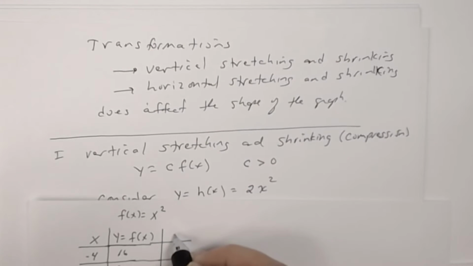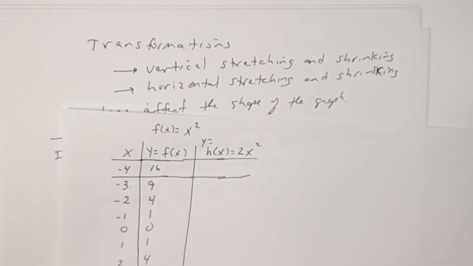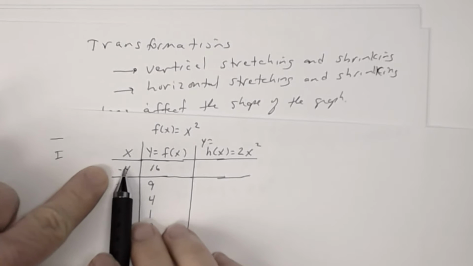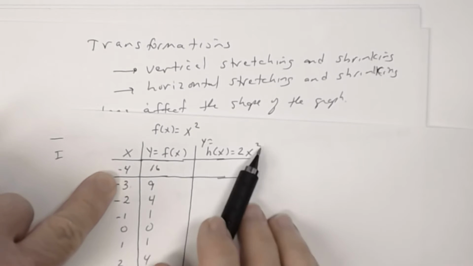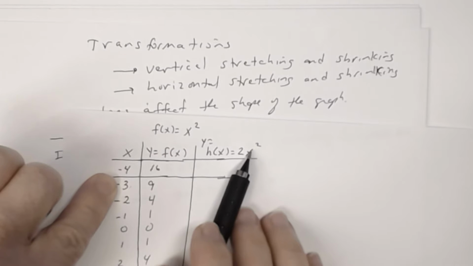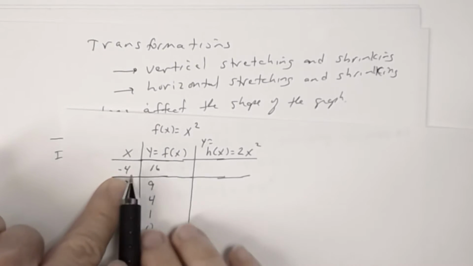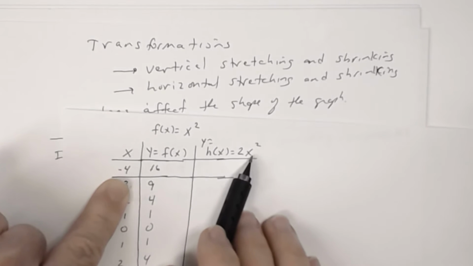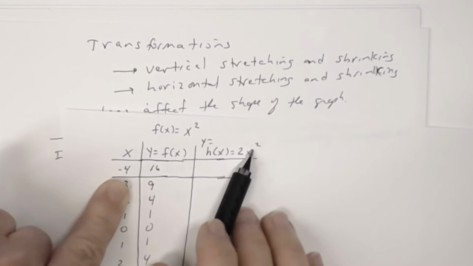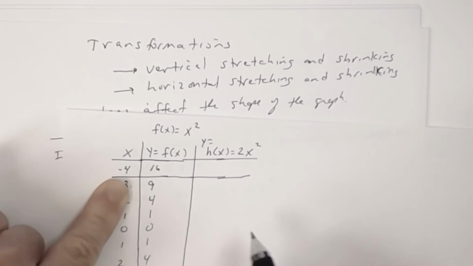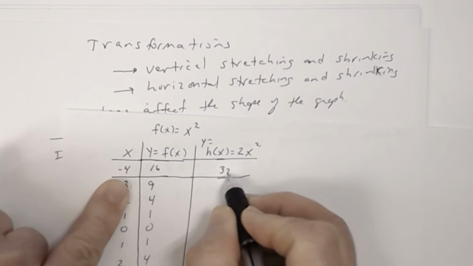So where h of x, y equals h of x is 2x squared. Let's see what happens there, okay? So if x is negative 4, so here's our x value. Now you got to look at what I'm doing here. If x is negative 4, where we see the variable x, I'm going to substitute negative 4, okay? So h of negative 4 would be what? Well, negative 4 squared is 16. 16 times 2 is 32, right? So that becomes 32, okay?